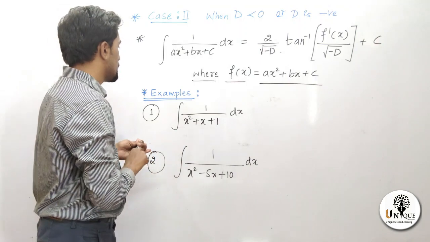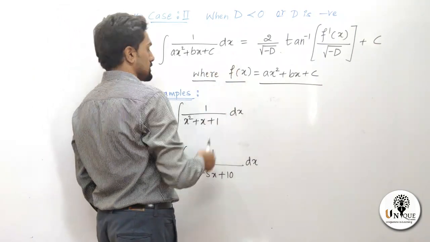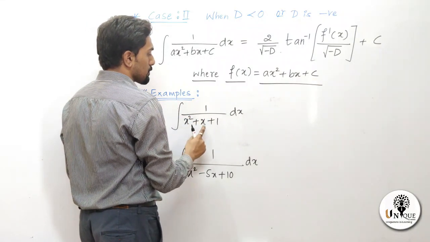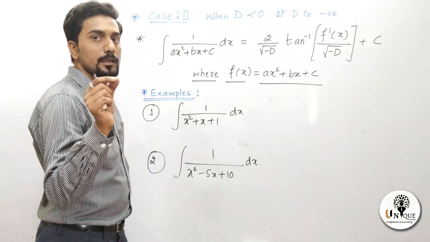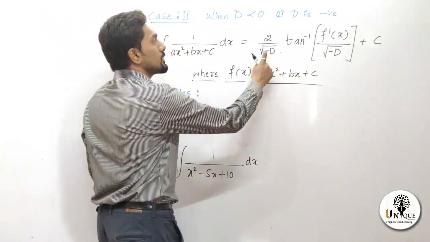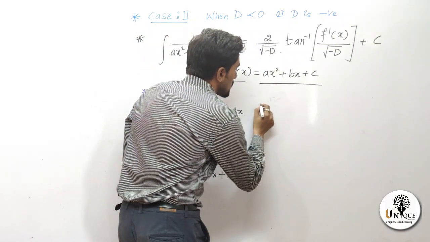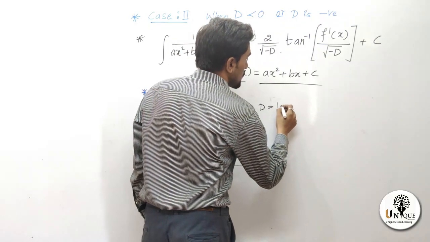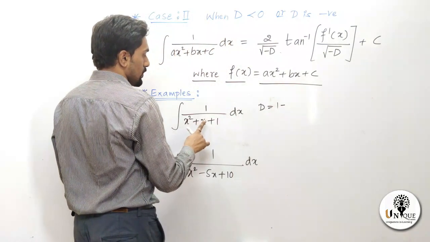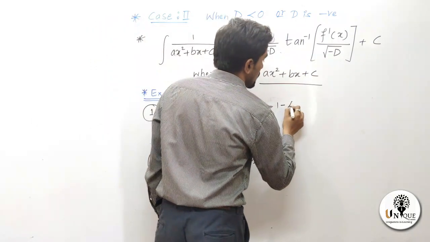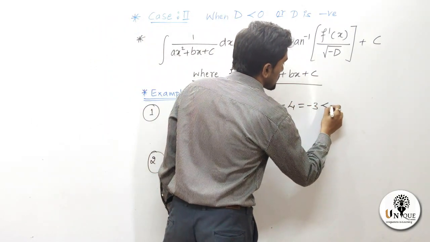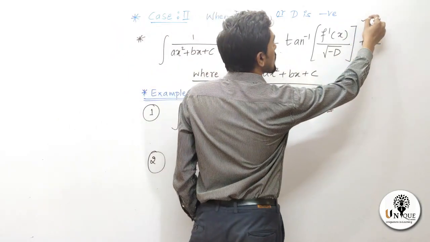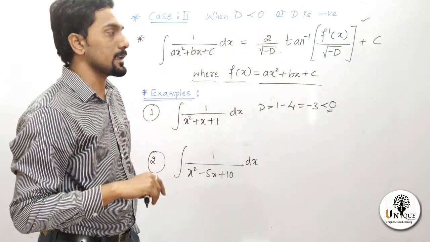Let me consider a few examples to explain this case. The first one is integration of 1 divided by x square plus x plus 1. See, here we have to find the value of D. So, what is the value of D? B square minus 4ac. B square means 1 square, minus 4ac, 4 into 1 into 1, that is 4, which is equal to minus 3, which is less than 0. So this tells us that we have to choose the second case.